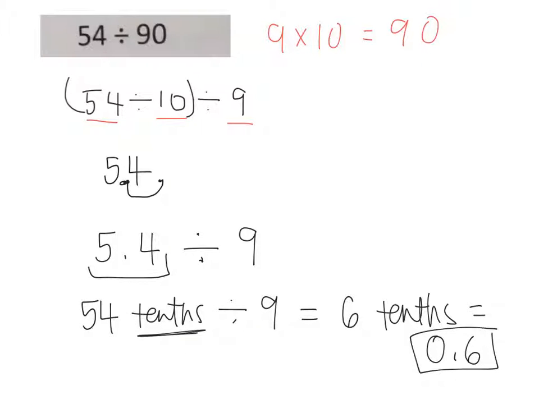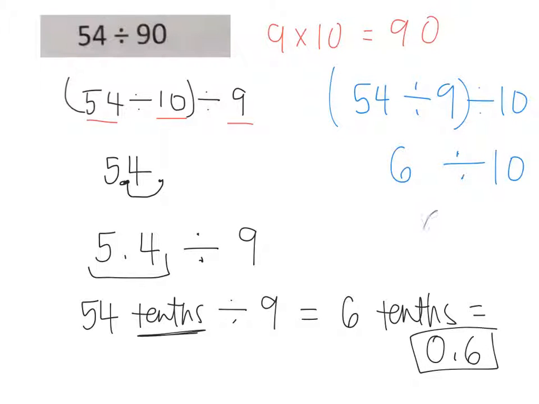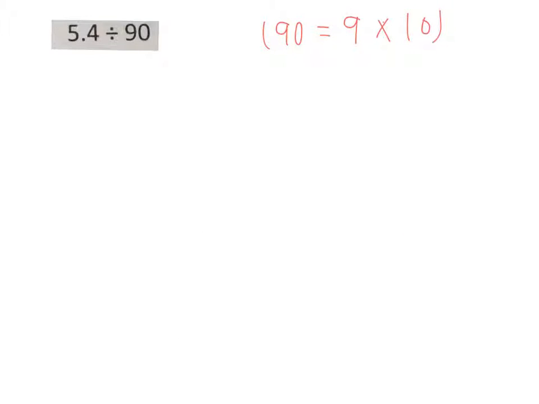Now, remember how I said we could do anything first? So could we have done 54 divided by 9 and then divided by 10? Let's do that part first. What's 54 divided by 9? 6. So then we have 6 divided by 10, which is 6/10. Did we get the same answer both ways? Yes. Interesting.